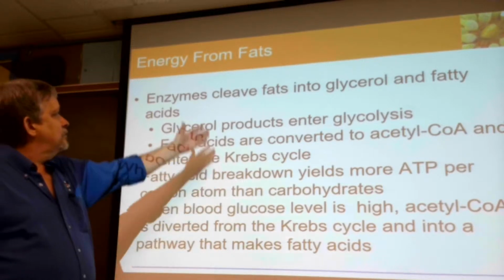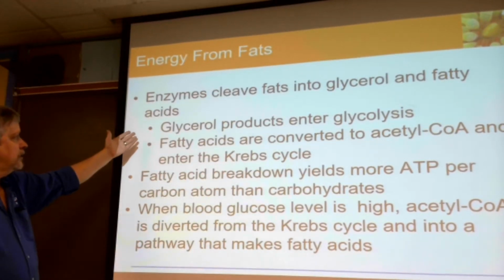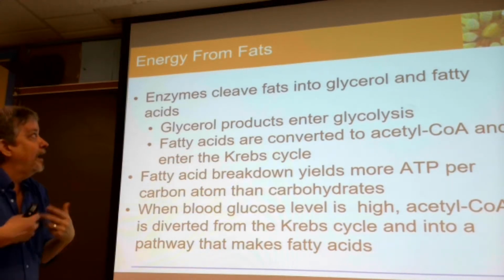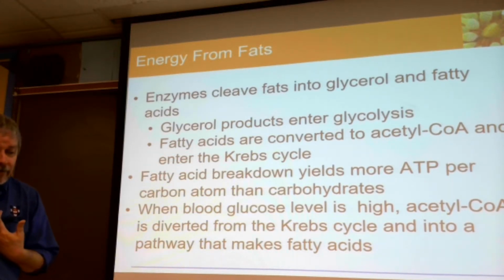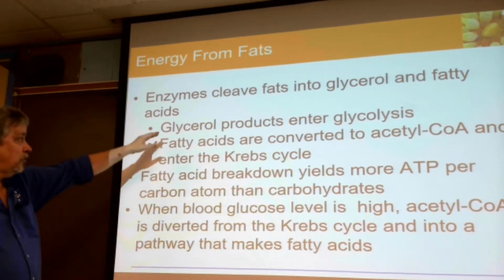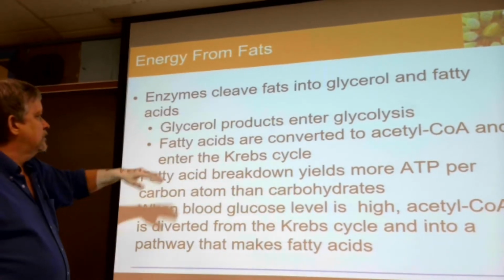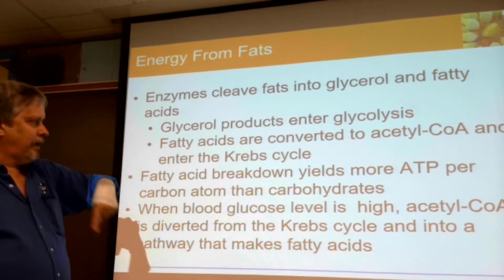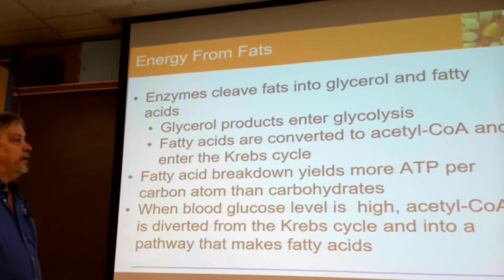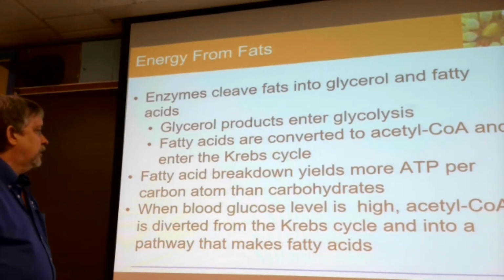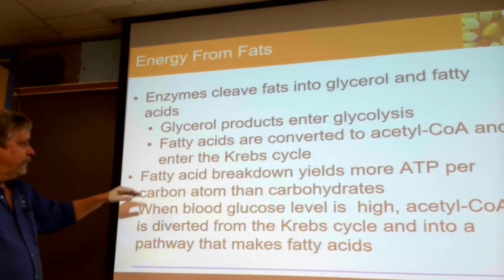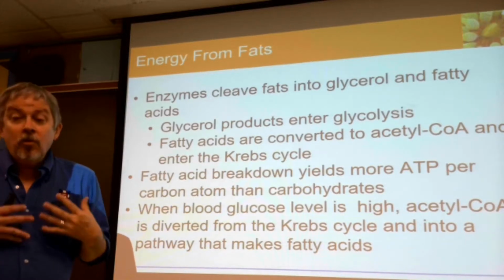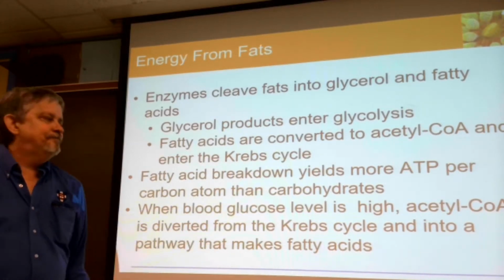All right, so enzymes cleave fat into glycerol and fatty acid tails here. Glycerol products enter glycolysis. So when we start to break down fats, whenever you run out of sugars, the glycerol head is broken down and that enters glycolysis. The fatty acid tails are converted to acetyl-CoA, and they enter the Krebs cycle. So going through these cycles to produce ATP or produce those coenzymes that can go into electron transfer phosphorylation. Fatty acid breakdown yields more ATP per carbon atom than carbohydrates. So there's more energy stored in fat than even in regular sugars.